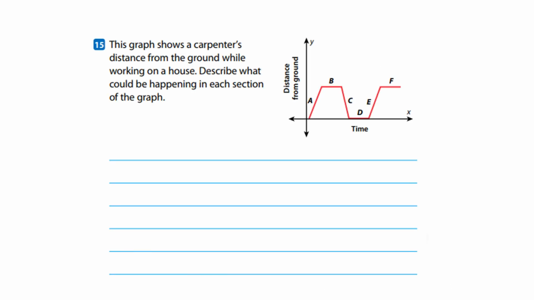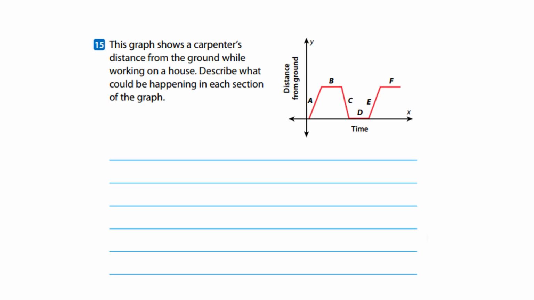Number 15. This graph shows a carpenter's distance from the ground while working on a house. Describe what could be happening in each section of the graph. So first, let's take a look at our graph. The bottom is time, so we know that time is progressing, and the distance from the ground. So down here is going to be at 0, meaning he's on the ground, and the higher we go up means the higher he goes off the ground.